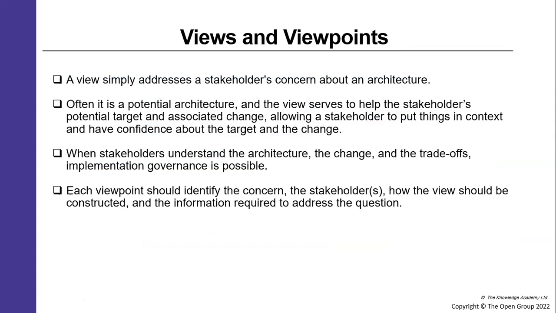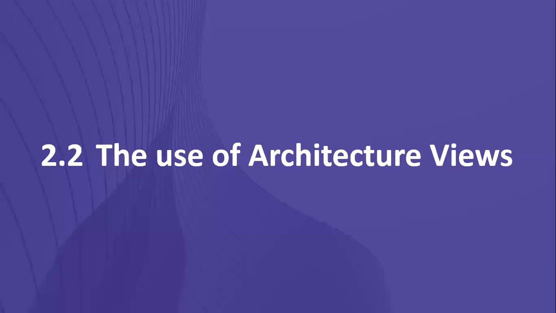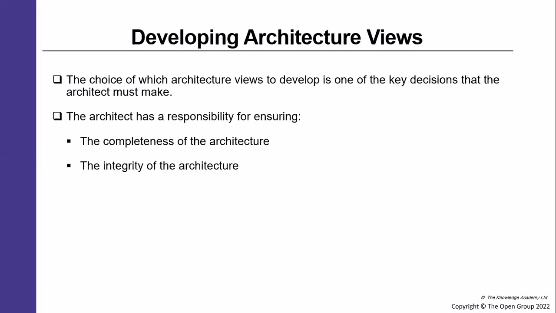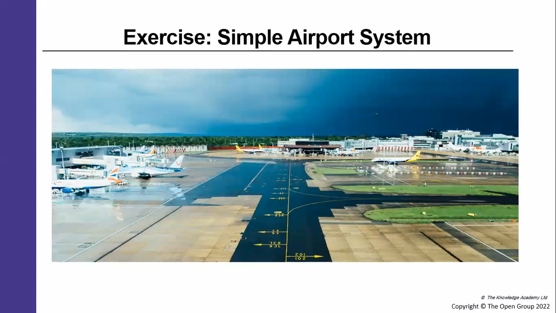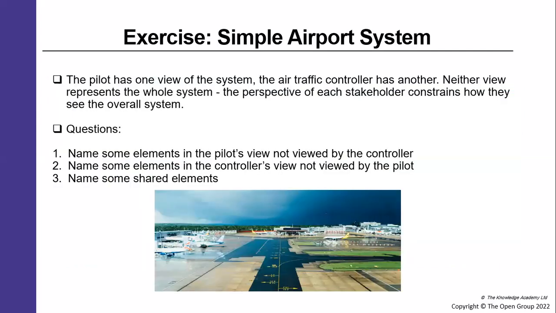Next one, views and viewpoint. We discussed what a view and a viewpoint are. Now, use of architecture views. If you have a view, what is the benefit? It will address the concerns of the client. Here they have given an example of a simple airport system. For example, the pilot piloting the plane has a viewpoint, and the tower person may have a different viewpoint. Both of them have their own viewpoint.